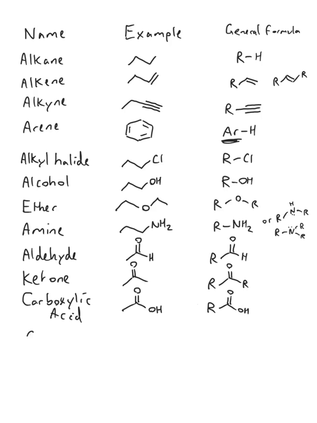We then have acyl chloride. There's an interesting point here. Notice that the name sounds similar to an alkyl halide. Well, that's not a coincidence either. Acyl is the carbonyl part, so that attached to a chloride will give you an acyl chloride. If you look at the general formula, it's R, carbonyl, and a chloride, acyl chloride.